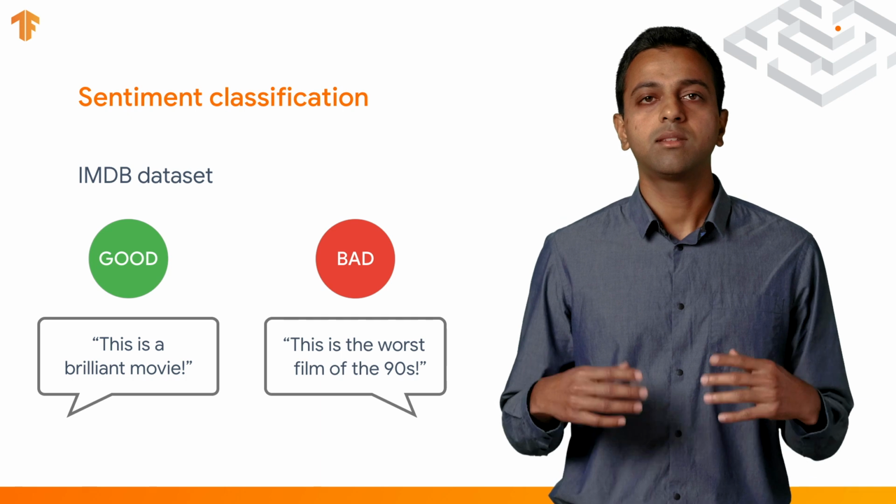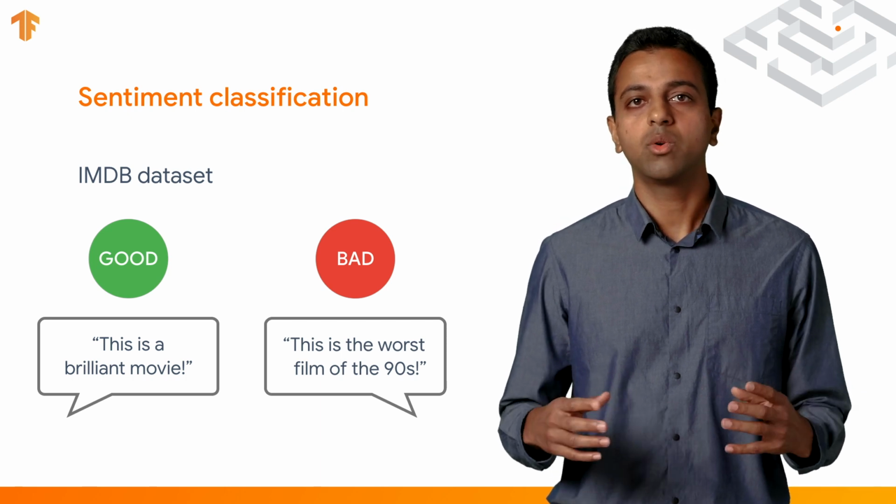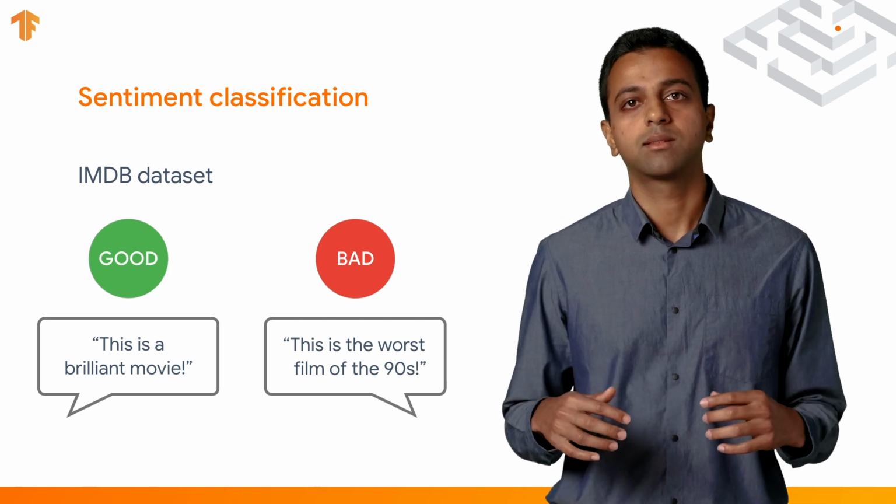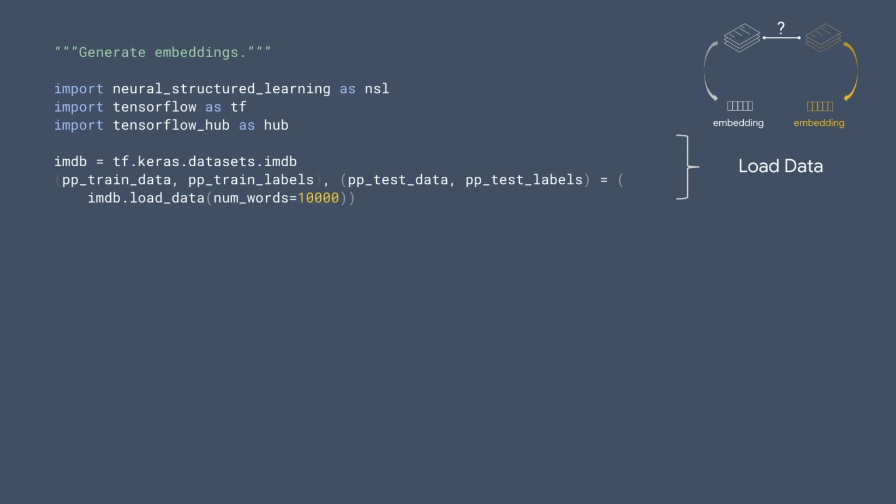Let's illustrate this workflow for the task of sentiment classification using the IMDb dataset. This dataset contains movie reviews, and the task is to classify them as good or bad. Let's see what the code looks like to build a neural structured learning model for this task. Here again, we use Keras for illustration, but neural structured learning also supports estimators.